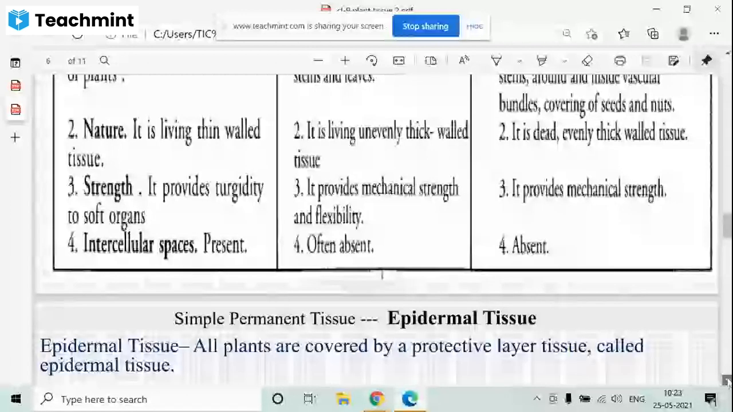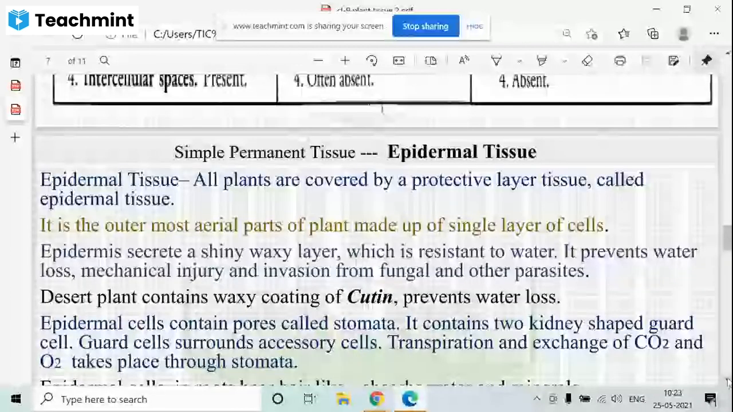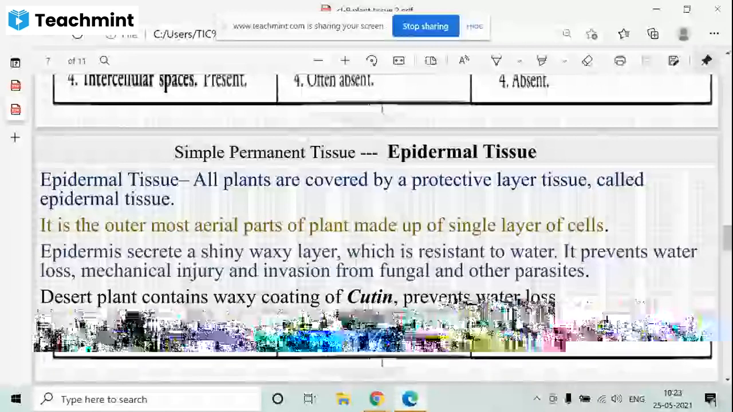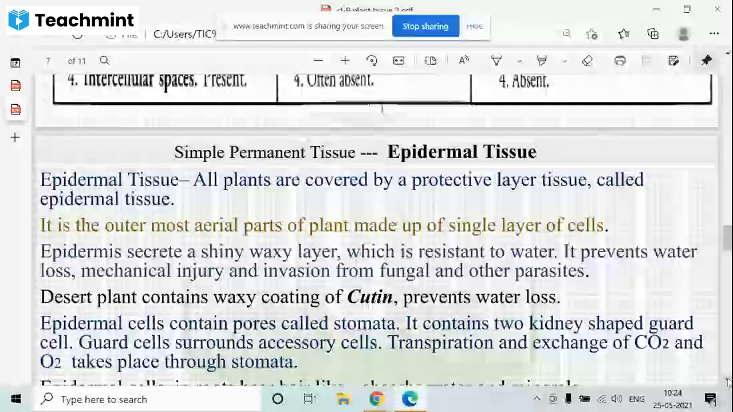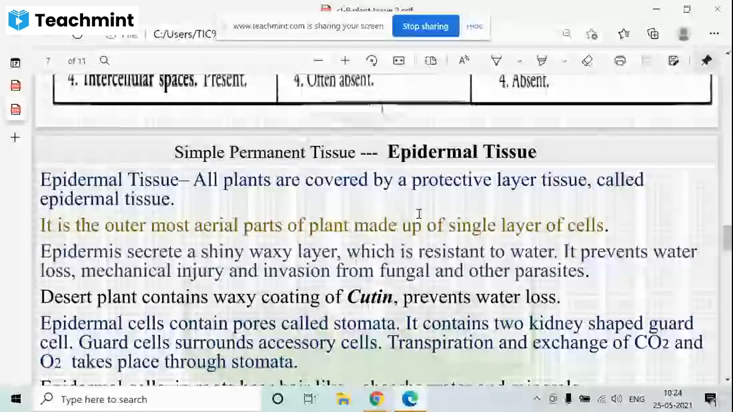Now, one more tissue we have to discuss, apart from the permanent tissues parenchyma, collenchyma, sclerenchyma. Another important tissue is called epidermal tissue. Epi means above, derma means skin, meaning the plant is covered with a skin, a thick layer of skin. It's called epidermal tissue. Clear? All plants are covered by a protective layer of tissue called epidermal tissue. It is the outermost aerial part of the plant, made up of a single layer of cells. It's only a single layer of cells, not much.